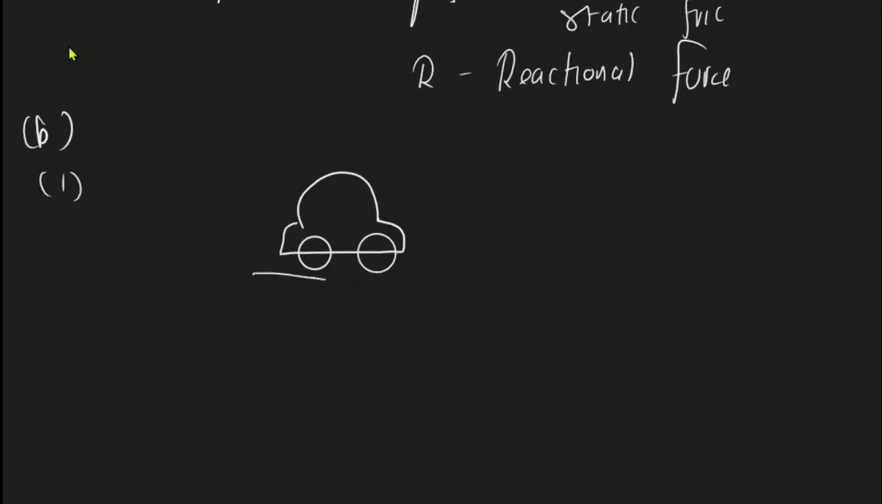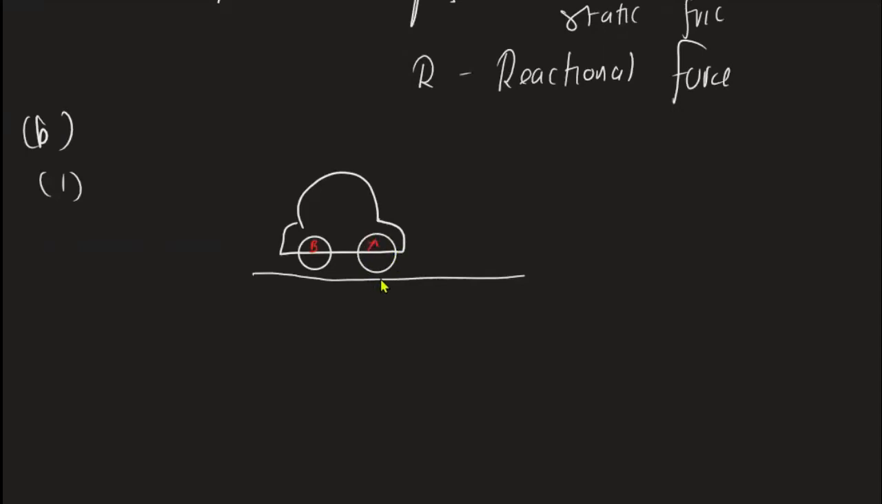So now we need to mark the forces. This is A, the front wheel. This is B, the rear wheel. Now you need to understand the front wheel is the wheel that is rotating. The engine is connected to the front wheel. So what happens when you accelerate, you might have seen already.